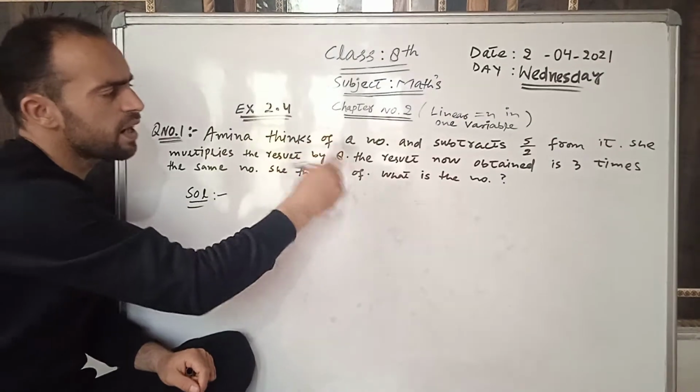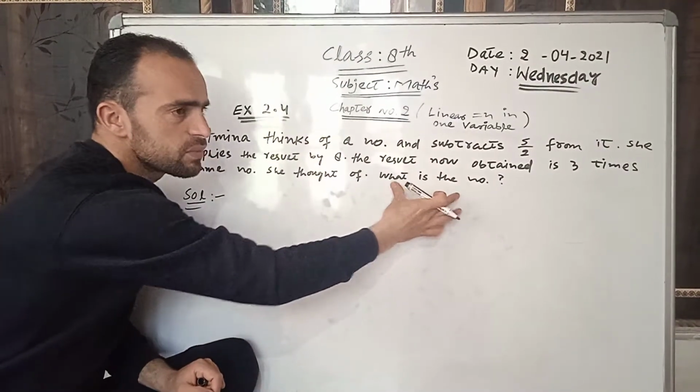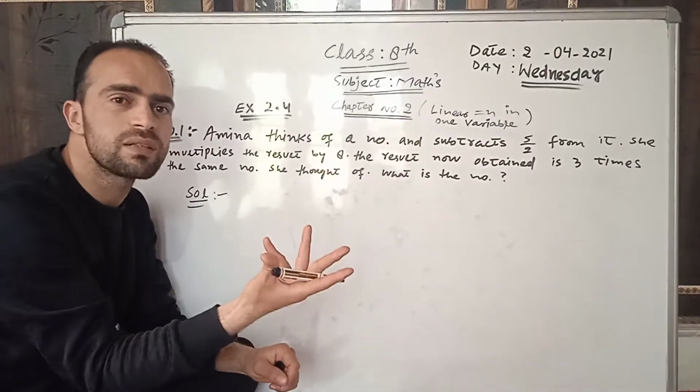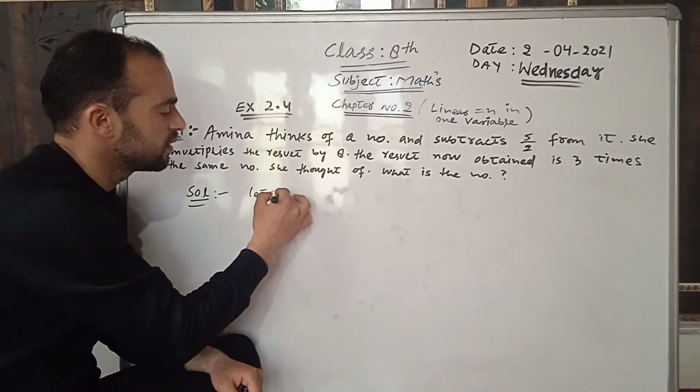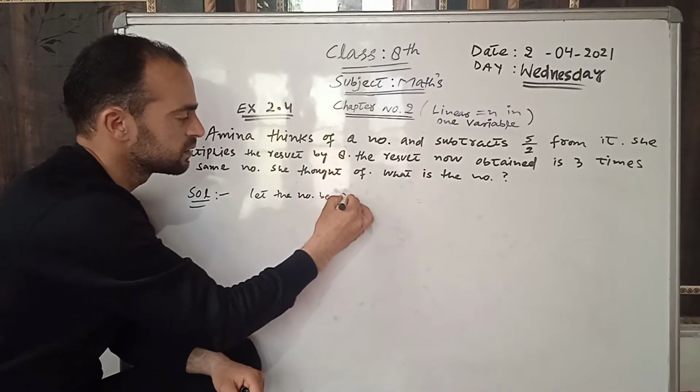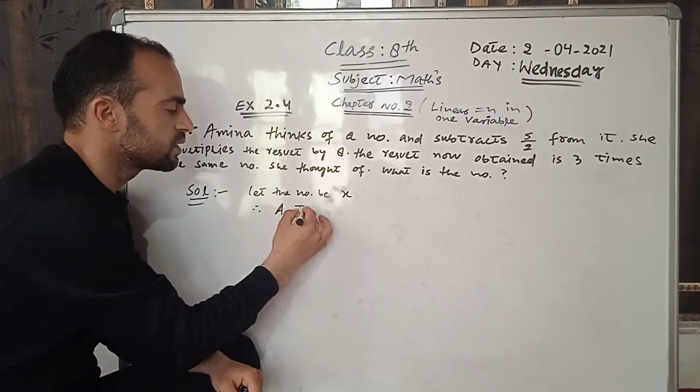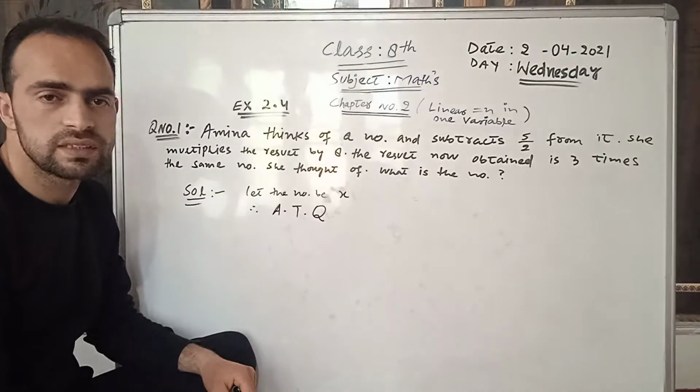Amina thinks of a number and at the end the question says, what is the number? So we don't know the number. Suppose the number is x. So let's suppose the number is x. Let the number be x. Therefore, according to question, ATQ means according to question.